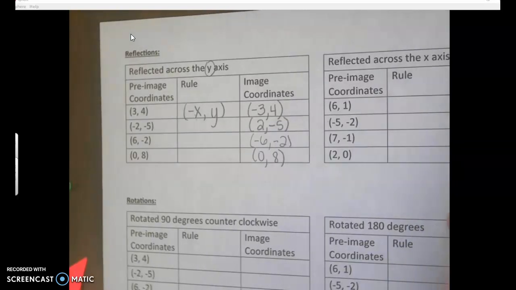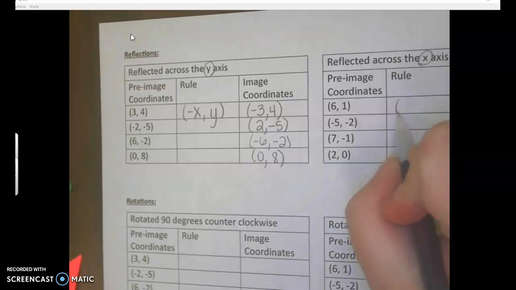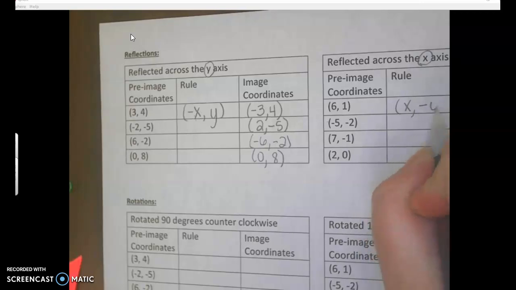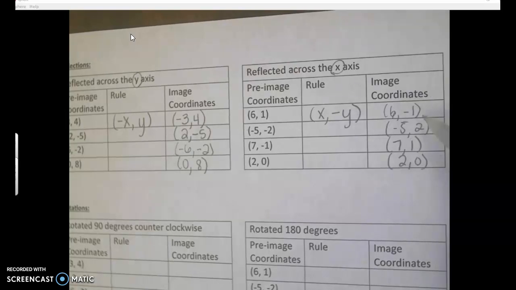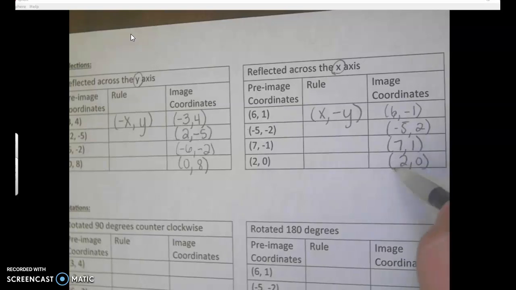So let's start with what our rule would be here. If we have a reflection across the x-axis, our x will stay the same. Our y will be its opposite. So our coordinates should be (6, -1), (-5, 2), (7, 1), and (2, 0).